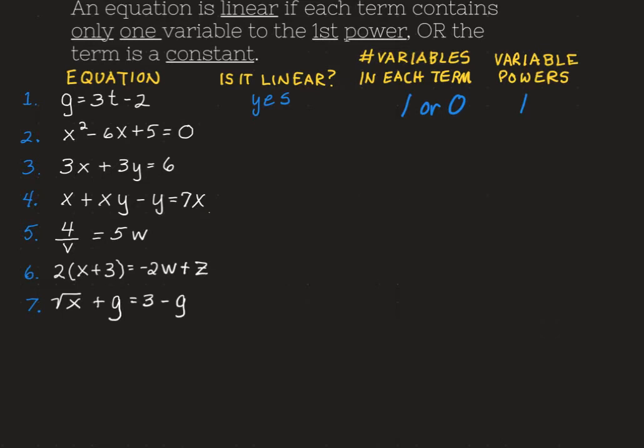For number 2, is that a linear equation? No, it is not. How many variables are there in each term? There's one variable here, one variable here, and here is a constant with no variables. So we have one variable or none in each term of that equation. What are the variable powers, though?